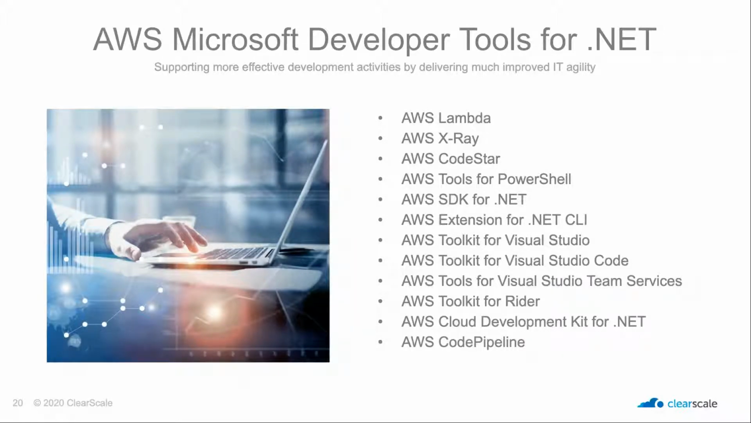AWS has spent a lot of time working with Microsoft tools, making them more and more native to AWS services. Because of that, things like AWS Lambda can do .NET Core 2.1 and 3.1 and build your serverless applications that way. They have SDKs and toolkits for Visual Studio Code, and they tie into PowerShell, et cetera.